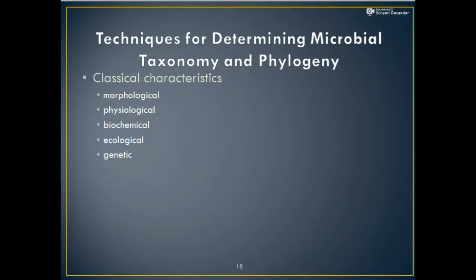Now, what do you mean by morphology? The morphology, in fact, consists of different other parameters. It can be the different shapes of it, whether it has a flagella, whether it has a cilia, and so on. These all come under morphological characteristics.